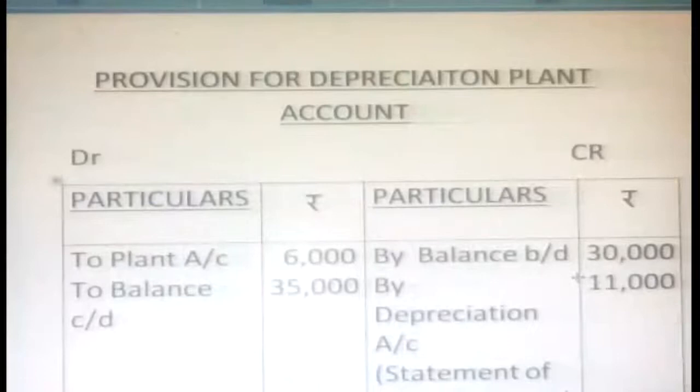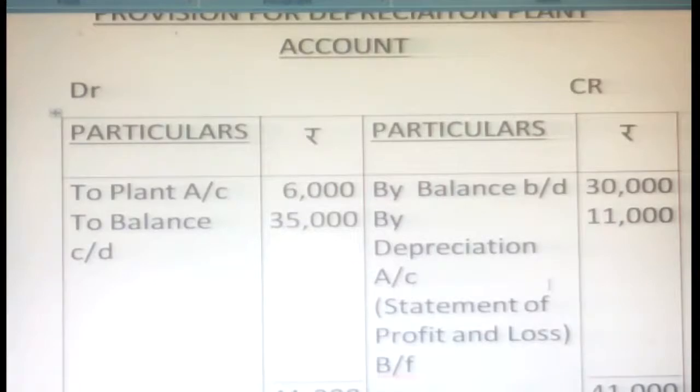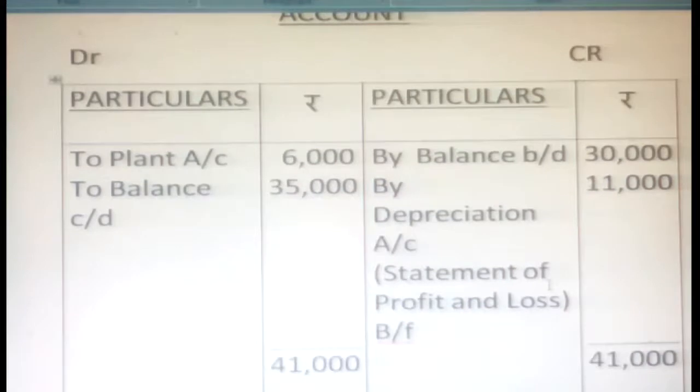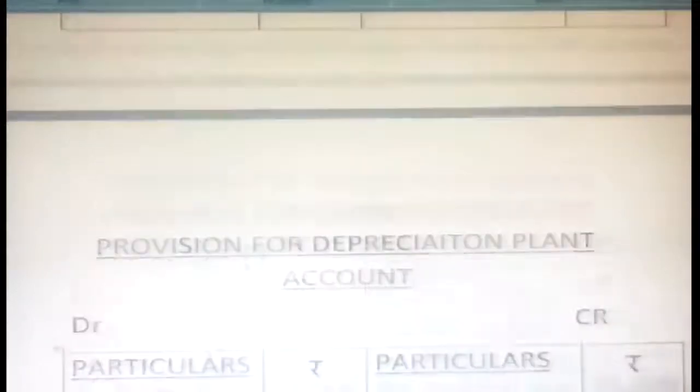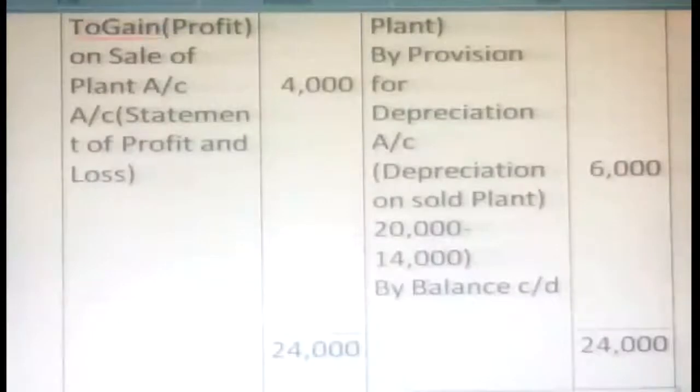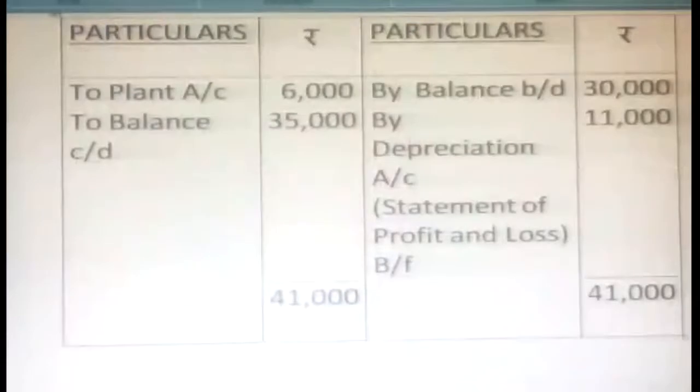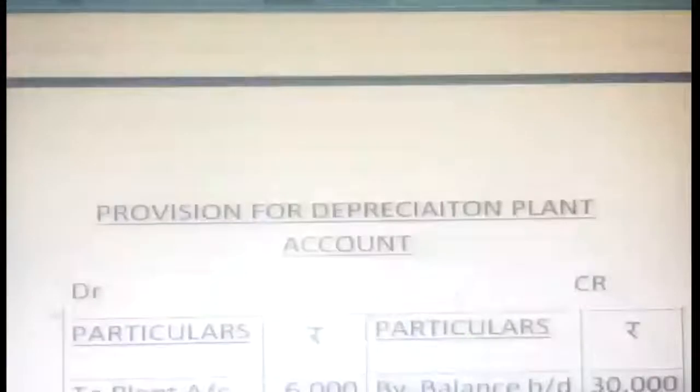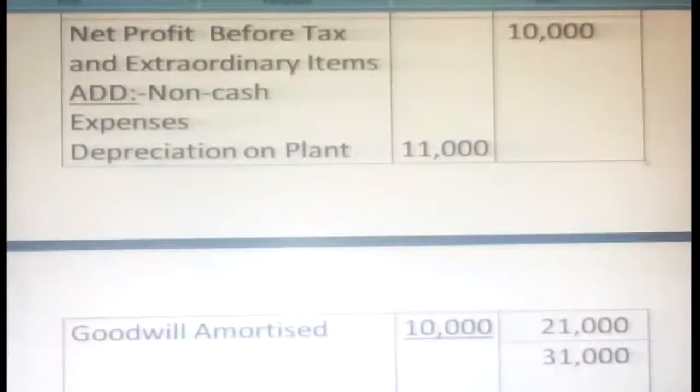Then one more thing, provision for depreciation on plant account, very very important here. Again, we are going to prepare two accounts: one is the plant account, another is the provision for depreciation on plant account. Again opening balance, closing balance. For the particular sale of plant, what is the depreciation, that is the posting here, correct? This is 6,000 on the debit side, see here 6,000 on the credit side. That's the debit and credit posting. Thereafter we got our depreciation of 11,000, and this 11,000 only we are going to substitute here.